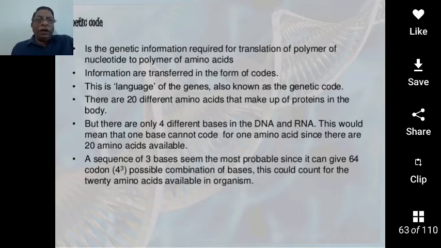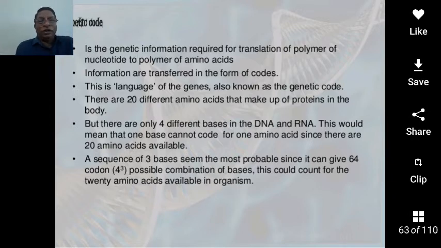How many naturally occurring amino acids are there in nature? There are 20 different types of amino acids that occur in nature. All the different types of proteins in our body are made up of these 20 amino acids only. It means 20 different types of amino acids give rise to different types of proteins.